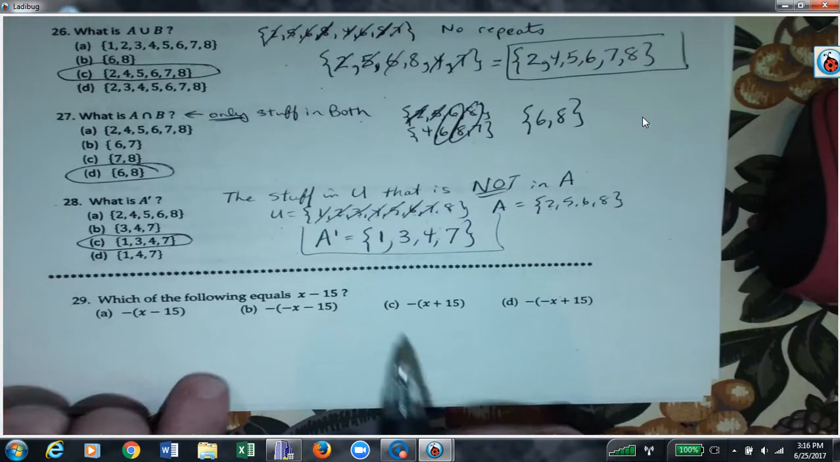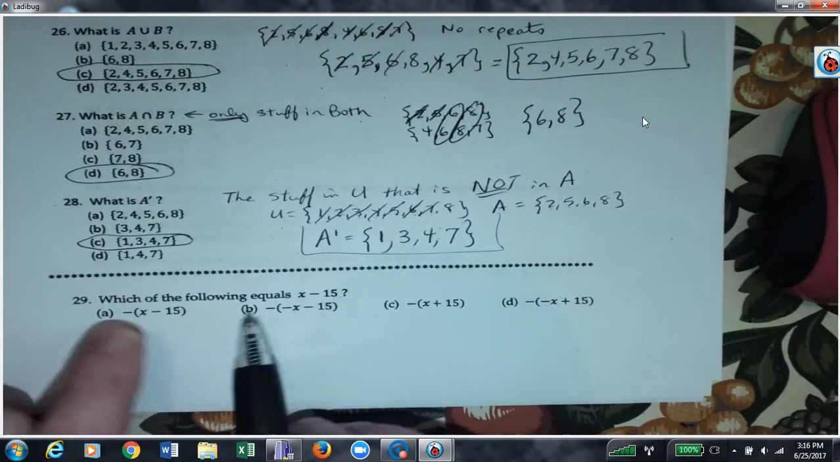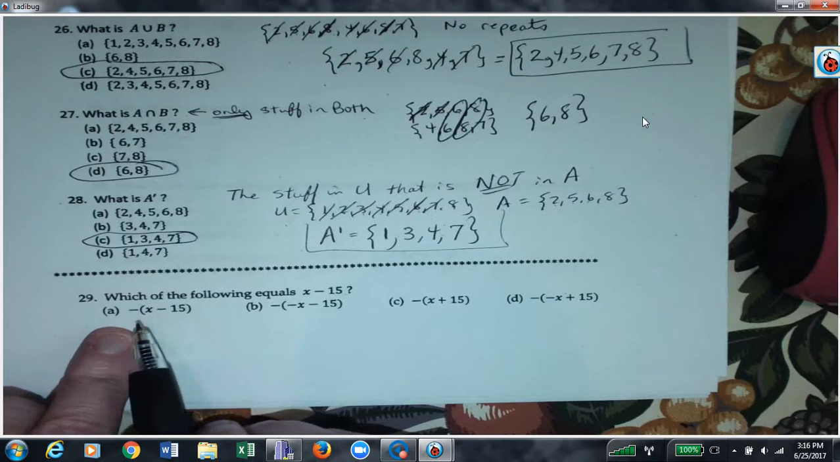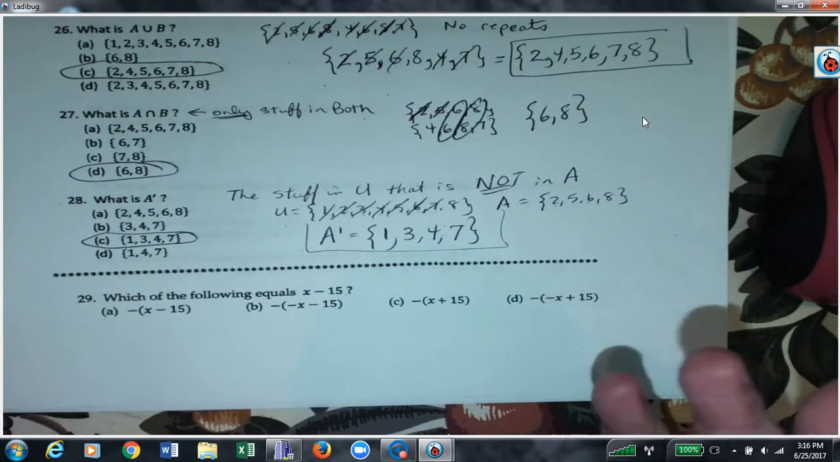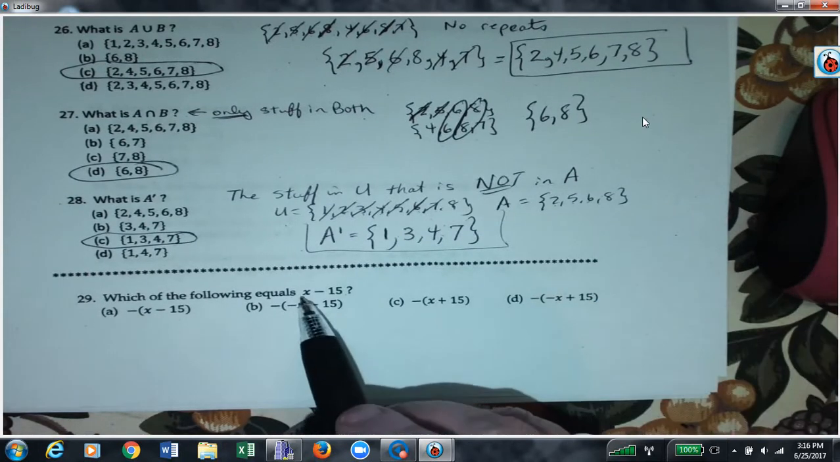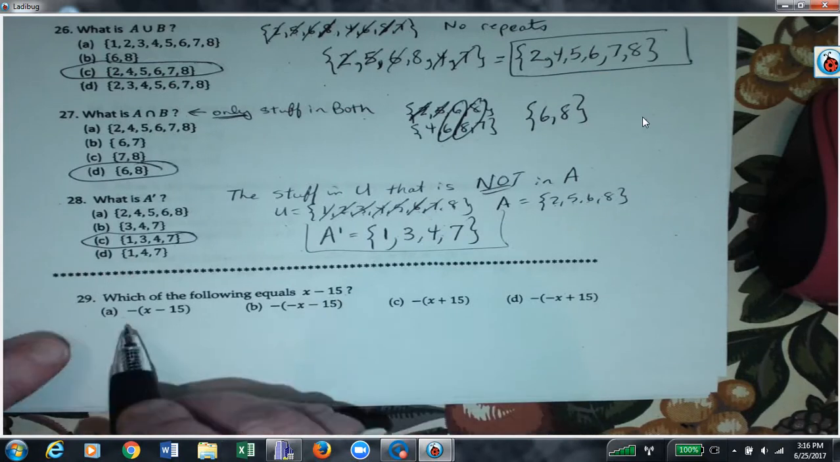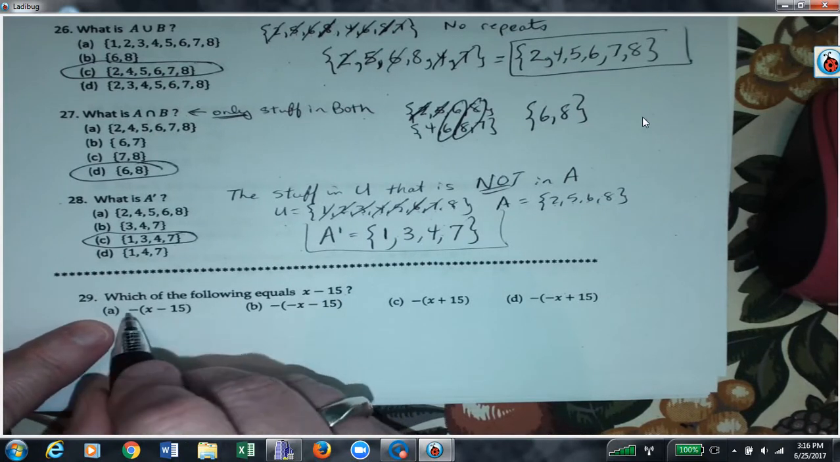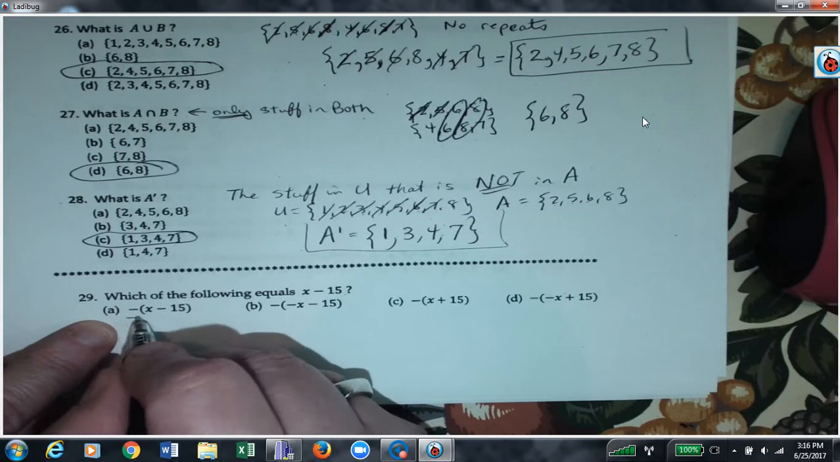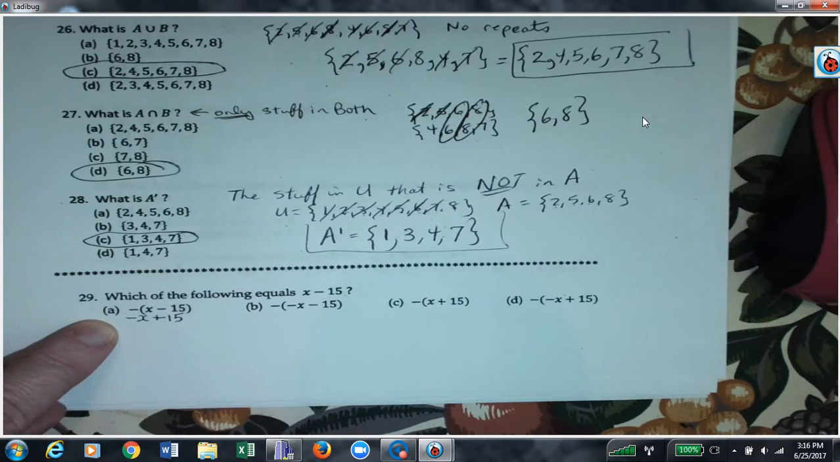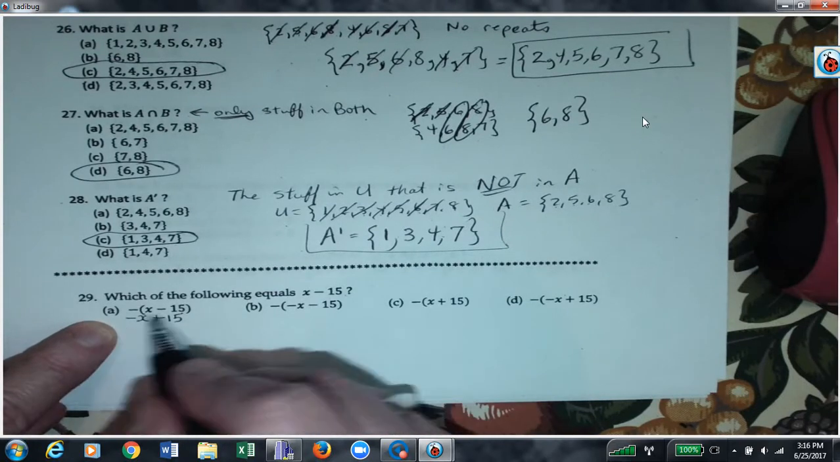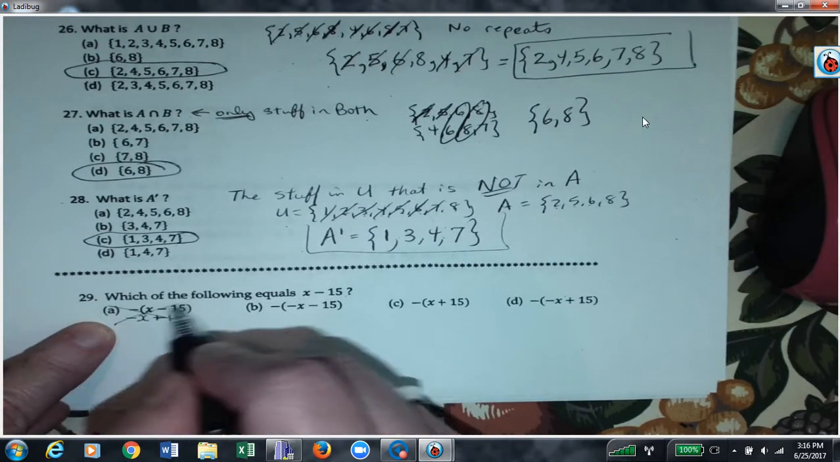(29) Which of the following equals this? Well, why don't we write out beneath each of these what it is without parentheses, and we stop when we find the one that equals this. So if I'm going to write this without parentheses, I must carry the negative sign through everywhere. So this becomes negative x minus negative 15. So that becomes negative x plus 15. So it's not going to be this one.